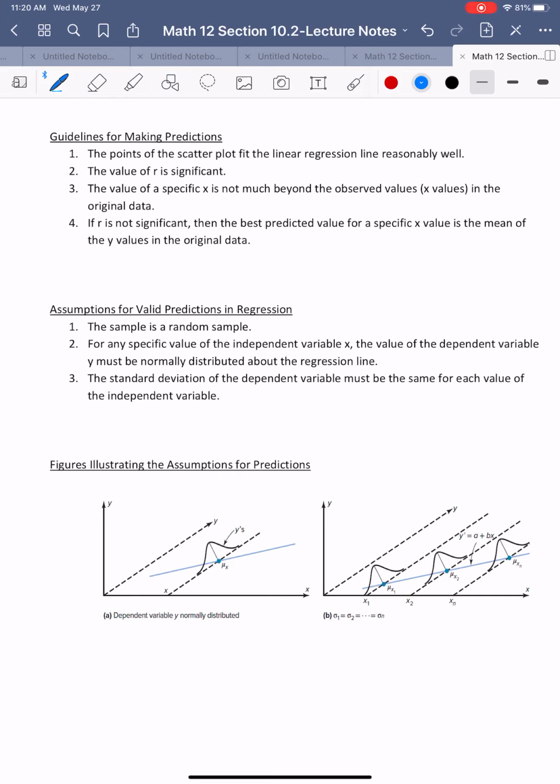So assumptions for valid prediction in regression. Number one, the sample is a random sample.